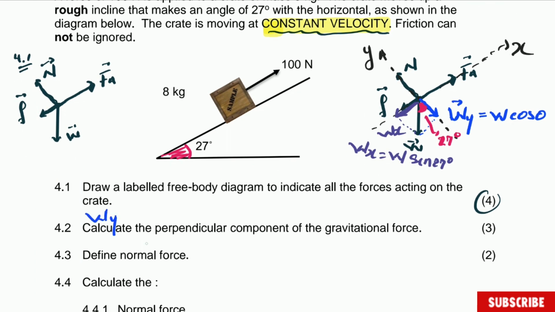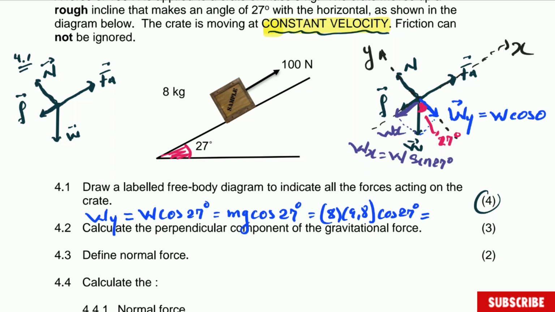Weight in the y-axis, they use the term perpendicular, is the same. So here in this case is weight multiplied by cosine 27 degrees. If we carry on, weight is mass multiplied by acceleration due to gravity, cosine of 27 degrees, and this is equal, when you substitute, 8 multiplied by 9,8 multiplied by cosine of 27 degrees, and the answer is going to be 69,85 Newton. That is the correct answer for that question.